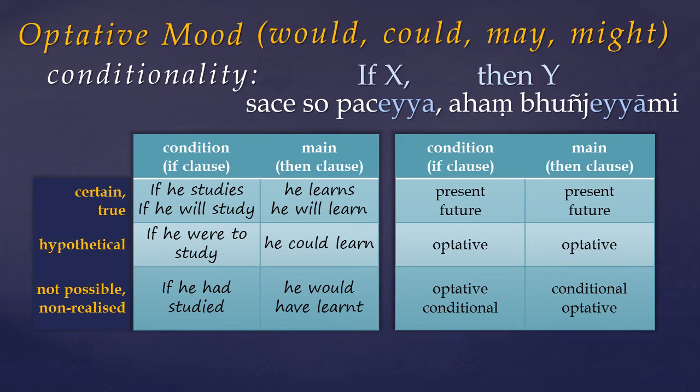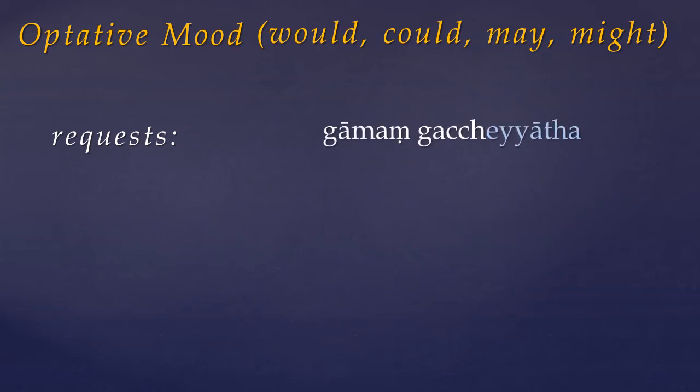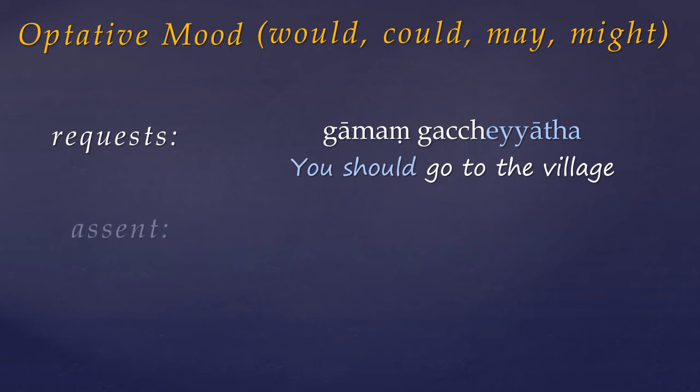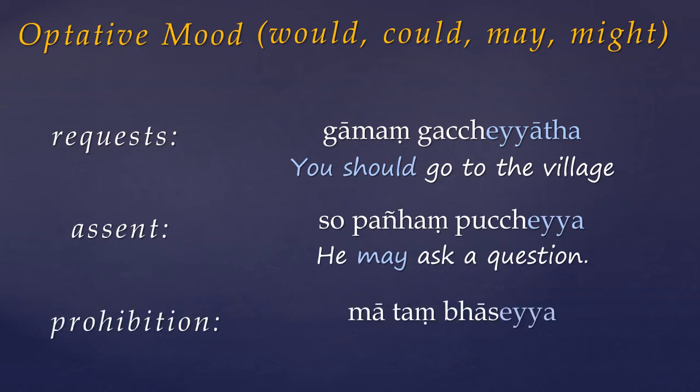And I should stress here that this list isn't exhaustive. Although the tense of the two clauses tends to be the same, they can differ in order to create the required meaning. So that's conditionality. But the optative can also overlap with the mild imperative to form requests. You should go to the village. And also to express assent. He may ask a question. And even prohibitions can be formed. You should not say that.